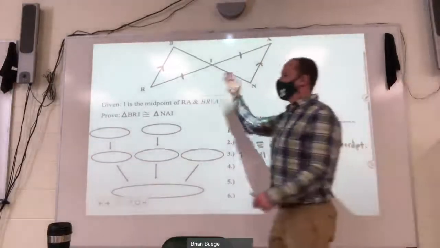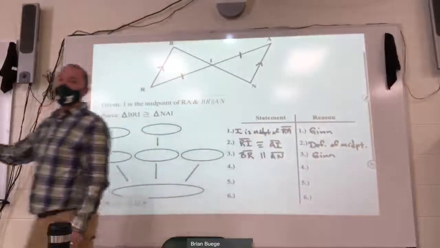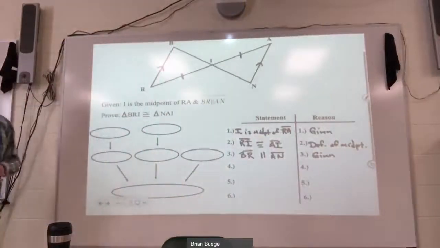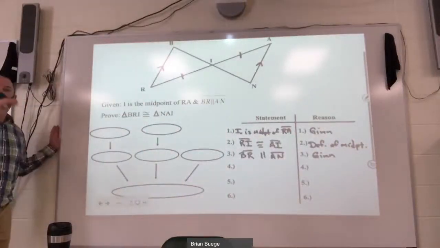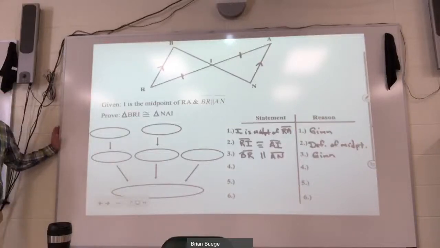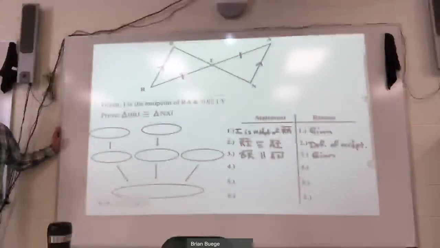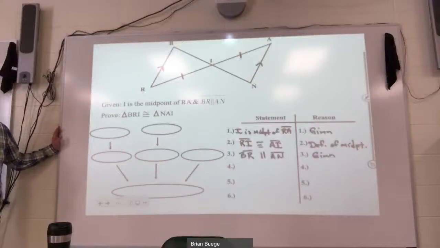Now, again, being parallel does not mean that those sides are congruent. It doesn't mean any of that stuff. But being parallel should lead you to something else. What do you think on this one? What does it lead me to here? Parallel lines. Therefore, what has to be true in this picture? What do you think? Amanda, what do you think?